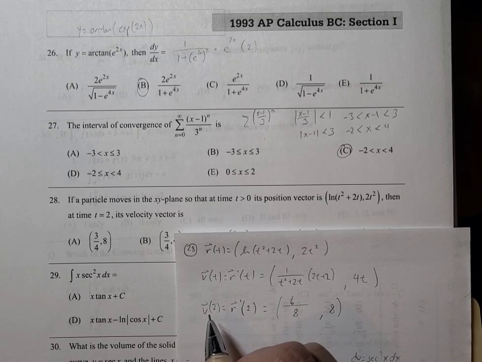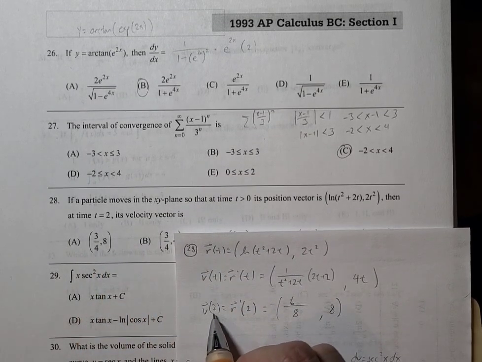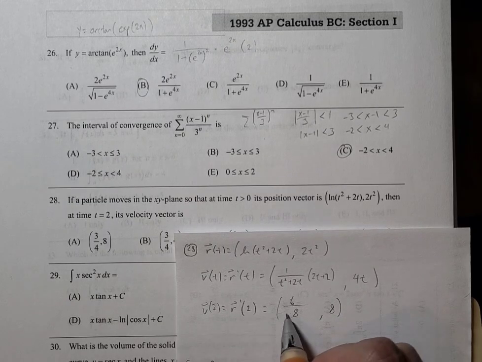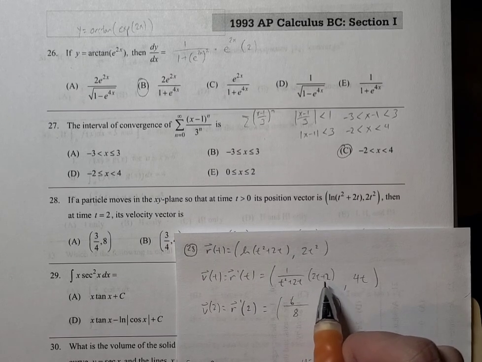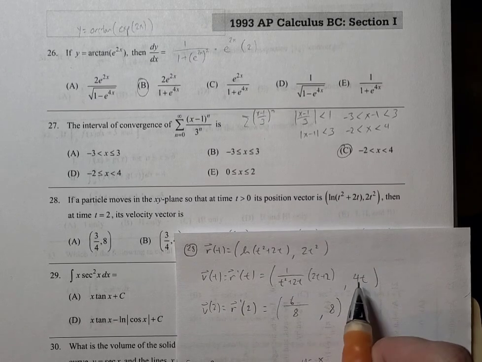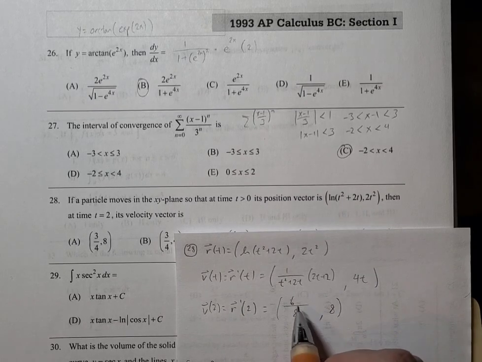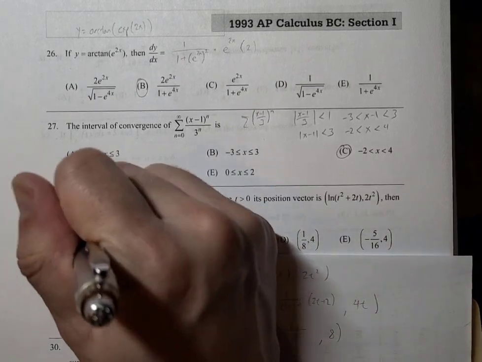We want the velocity vector at time 2, so v of 2, which is the same thing as r prime of 2, is equal to, we plug in 2. This guy would be 6, 6 times 1 is 6. The bottom would be 4 plus 4, which is 8. And we plug in 2 here, that's just 8. So 3 over 4, comma 8 should be your answer.